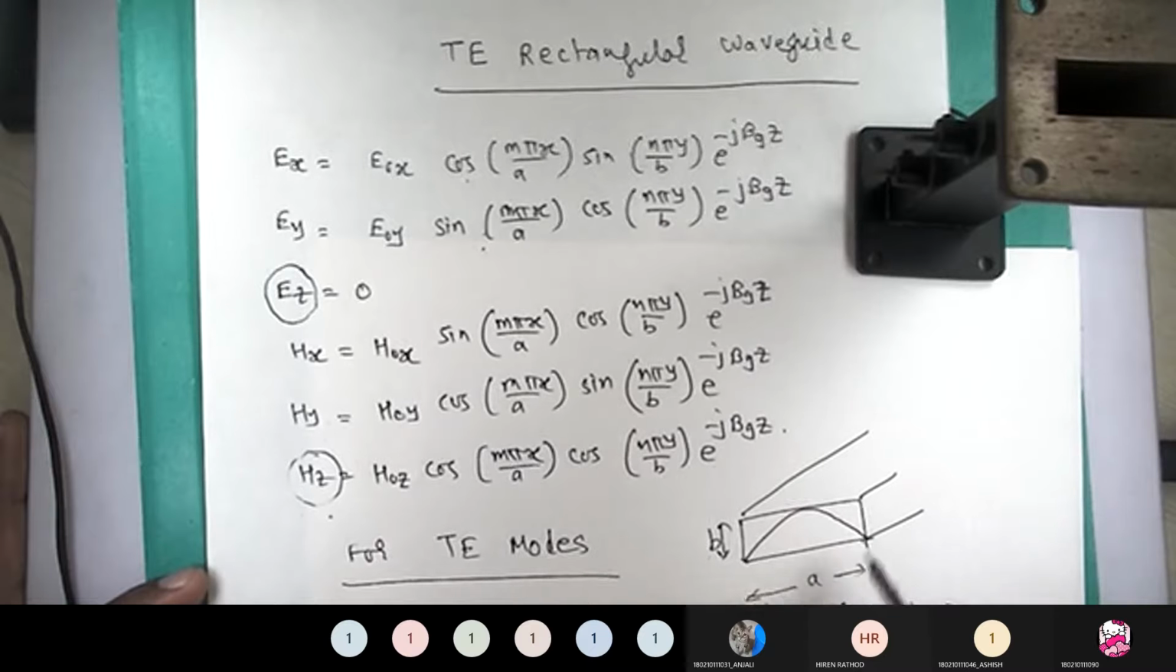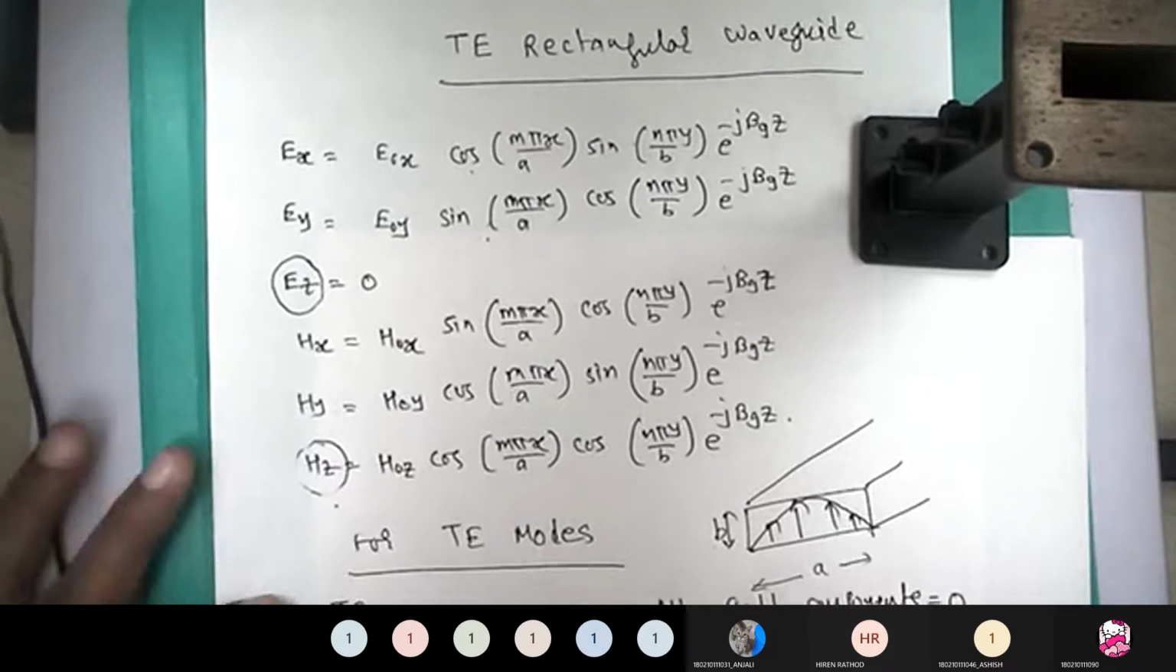So this way I can say that this is the way to express the TE10 mode in a rectangular waveguide. So this way, you can conclude now that the TE10 mode can exist, and it is also considered as the dominant mode.